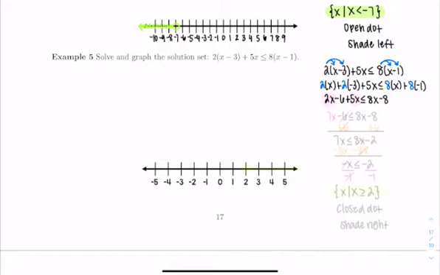Well, on the left-hand side, we have some like terms. We have 5x and 2x, which gives me 7x minus 6 is less than or equal to 8x minus 8. And so now that we've broken it down and simplified, we can try to get our x's to one side and our constants to the other. So I'm going to go ahead and add 6 to both sides. And so it cancels on the left. We have 7x is less than or equal to 8x minus 2.